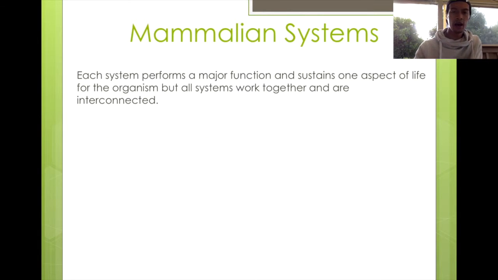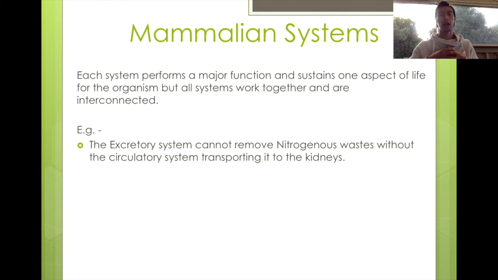So each system plays a major function, and they sustain one aspect of life for the organism. However, they're all interconnected, yeah? The organ systems work together, and so it allows the overall organism to function the way that it does. For example, your excretory system cannot remove nitrogen waste without the circulatory system transporting it to the kidneys, yeah? Your excretory system will remove things from your blood and filter your blood to clean it. However, the circulatory system contains your blood and the blood vessels, and so they work in conjunction with one another in order to remove nitrogenous wastes from the blood, okay?